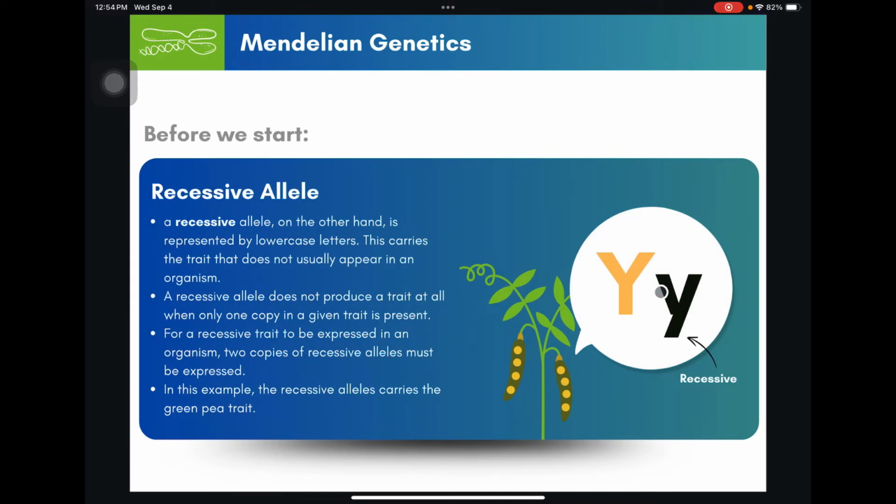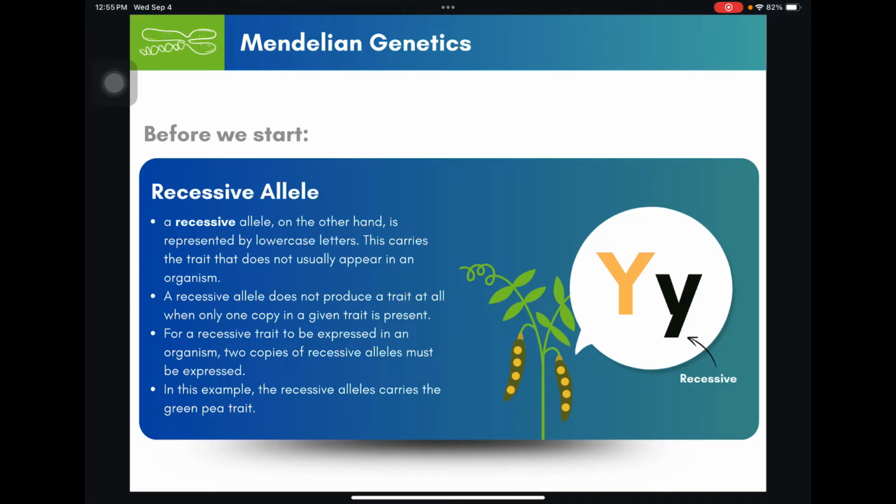The recessive allele, on the other hand, is represented by lowercase letters, and this carries the trait that does not usually appear in an organism. It does not produce a trait at all when only one copy in a given trait is present, especially when it is with a dominant allele.